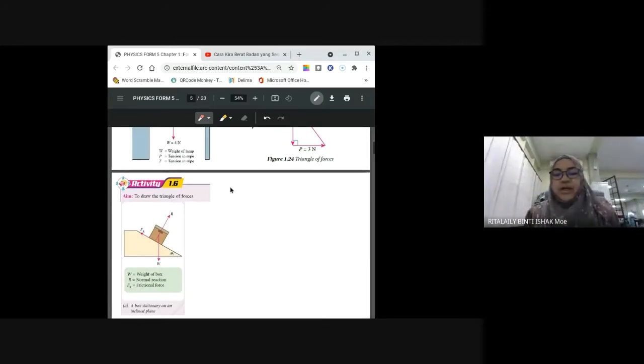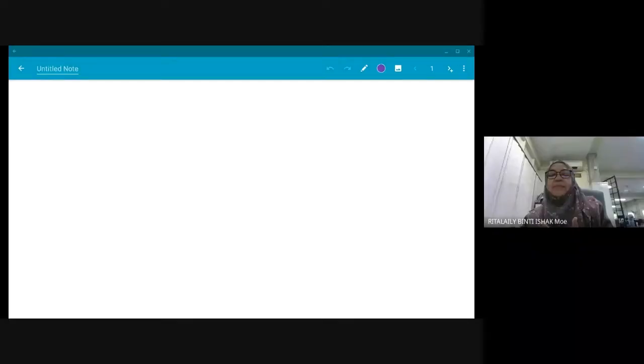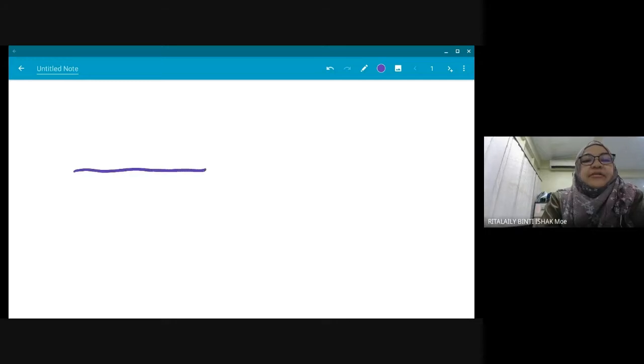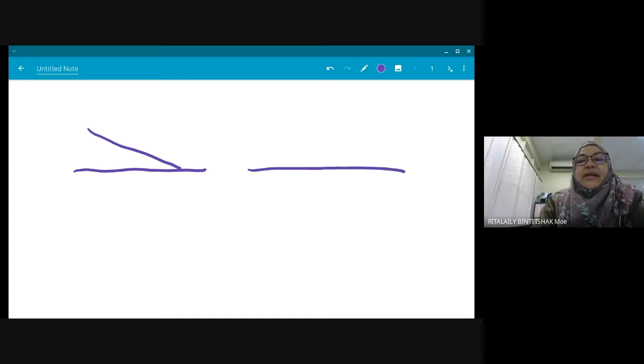Okay, so what is the difference? Before we continue with the discussion here, let's look at the difference between when a system has a resultant force and when the system has force equilibrium. Let's say we have an inclined plane. This one is also an inclined plane, with an object on the inclined plane.